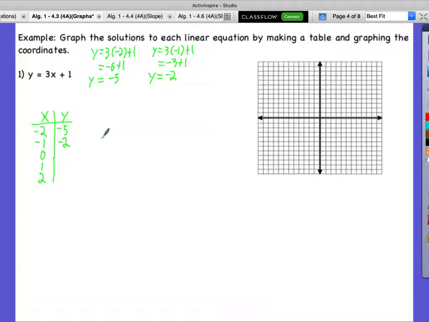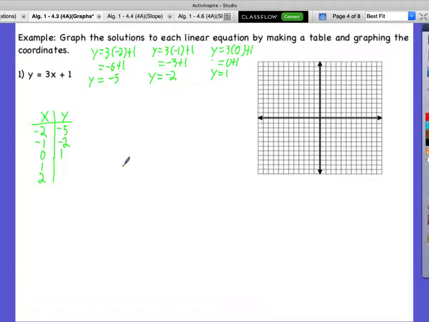And like I said, I like to choose these 5. It's pretty standard. So y equals 3 times what next? 0. Plus 1. Well, 3 times 0 is 0. So then y equals 1.